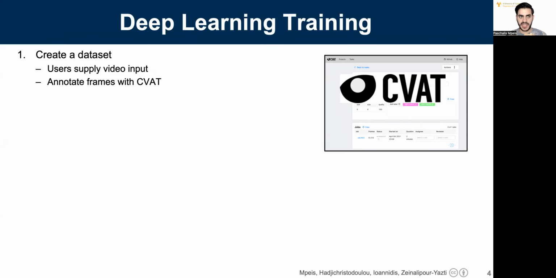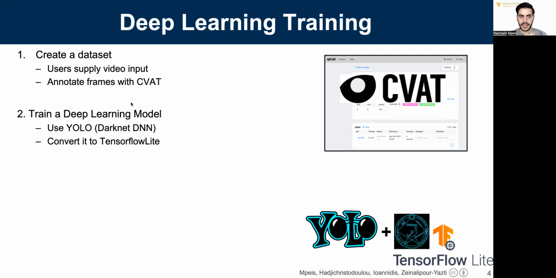First, our users supply some videos, which we annotate using the CVAT tool. Then we train the deep learning model, and we use YOLO and the Darknet neural network. Finally, we convert it to TensorFlow Lite, which is fast and lightweight and can run well on mobile phones.